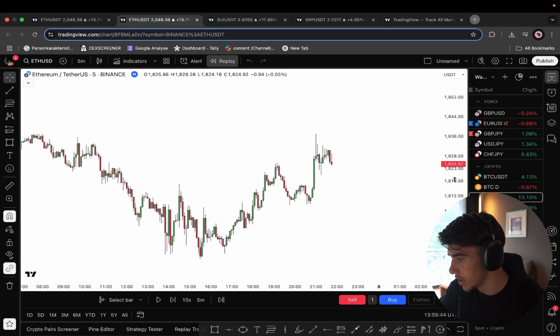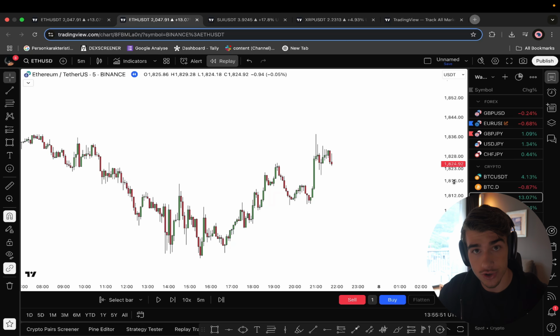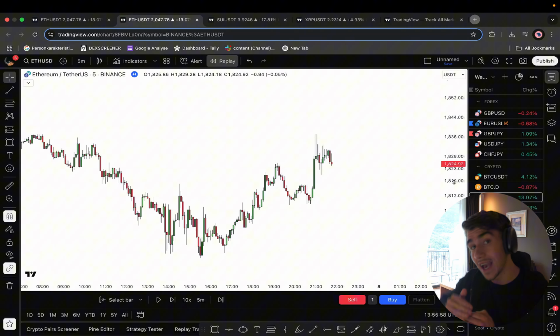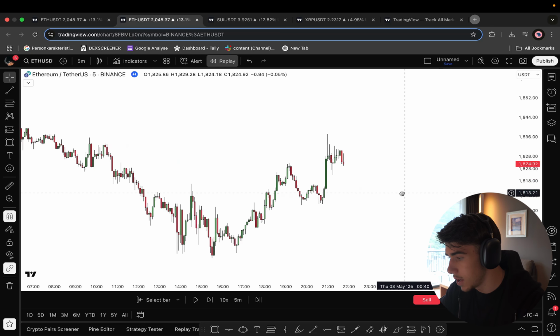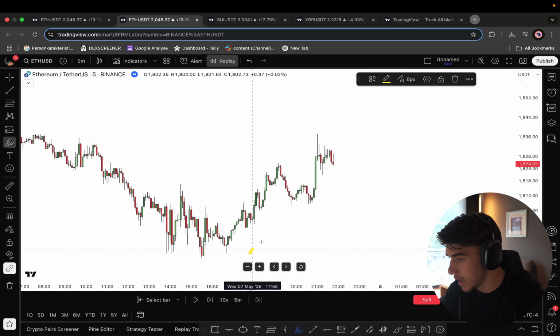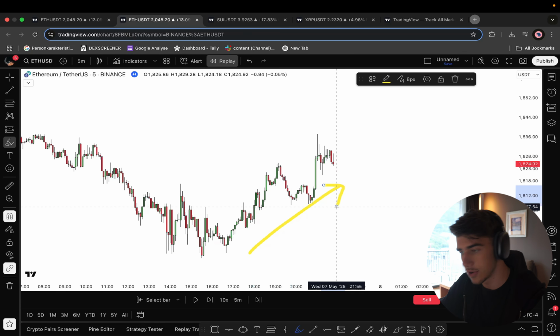So the first example is going to be a trend continuation example. Now, typically with this strategy, you use it as a reversal strategy and not as a continuation strategy. However, I wanted to include this example as well to show you that you can actually capitalize on trends even though this is supposed to be a reversal system. What I mean by that is, if we take a look at Ethereum here, we can obviously see that it is in a clear uptrending market. There's no doubt about it.